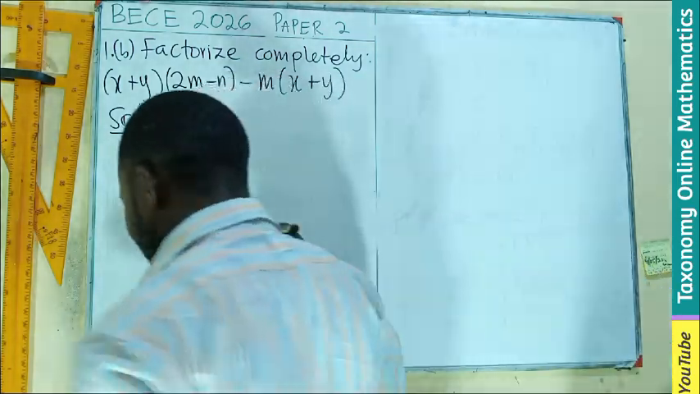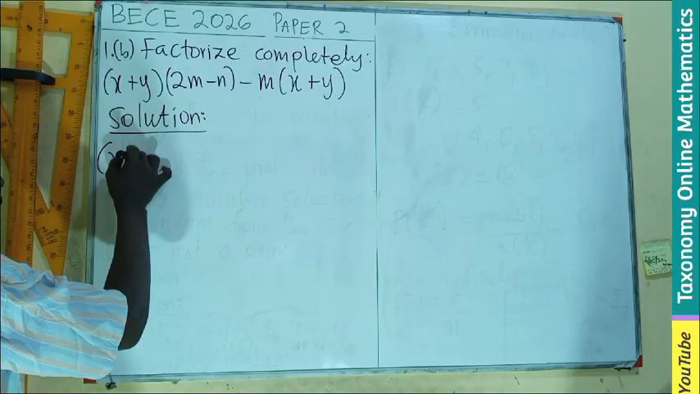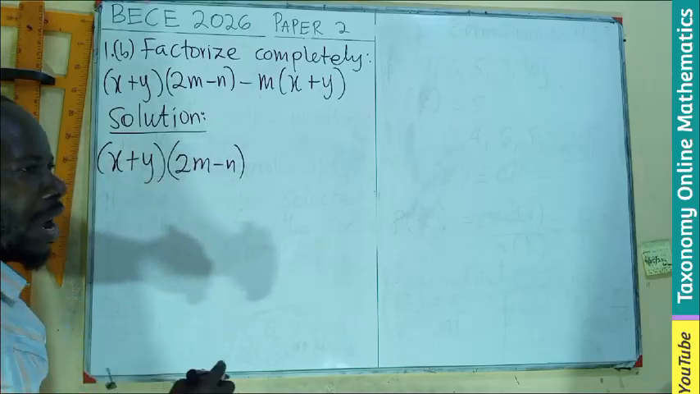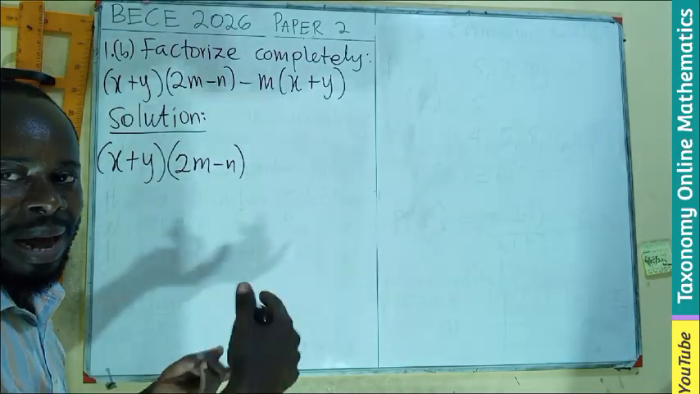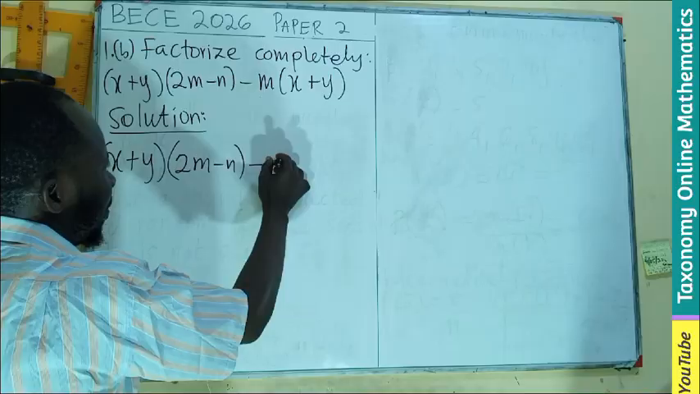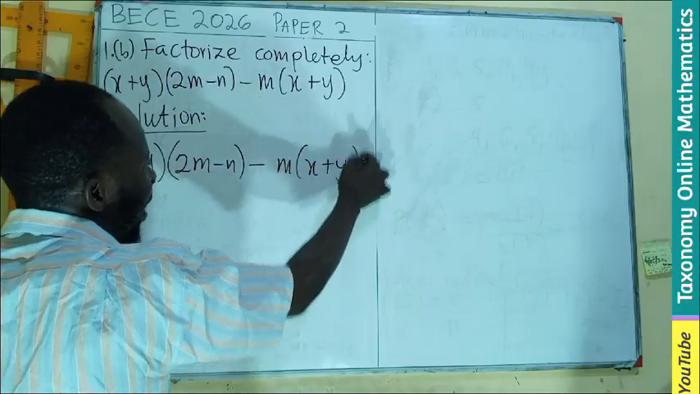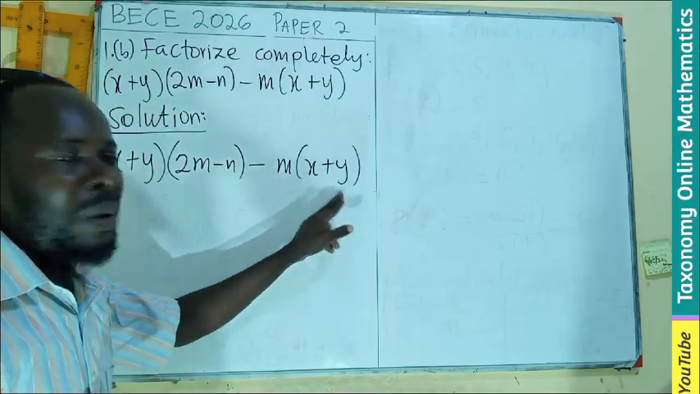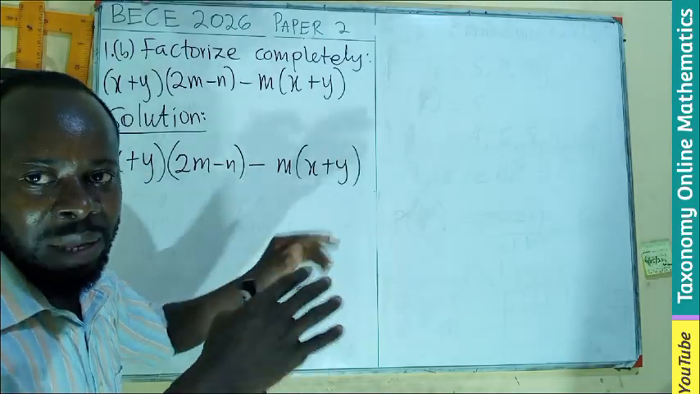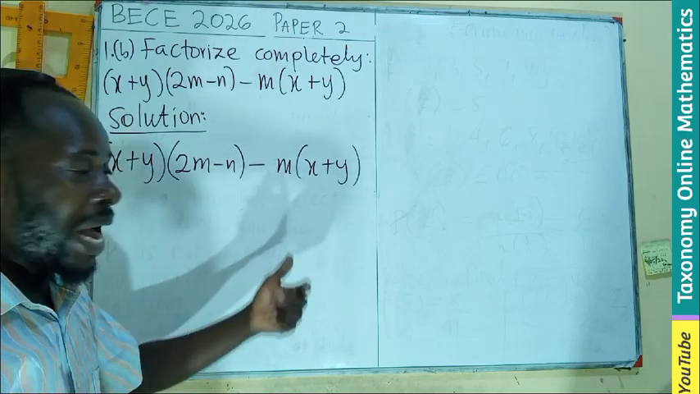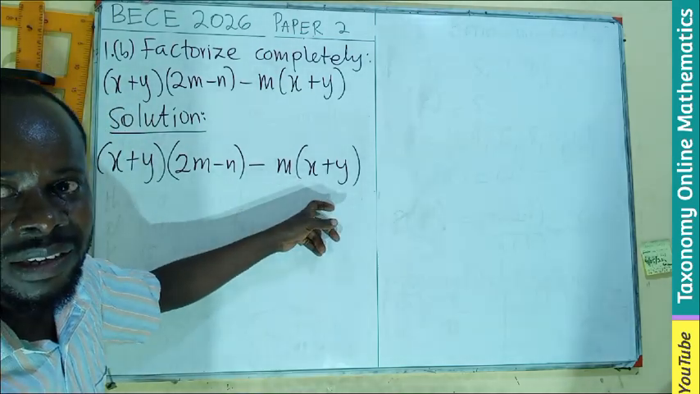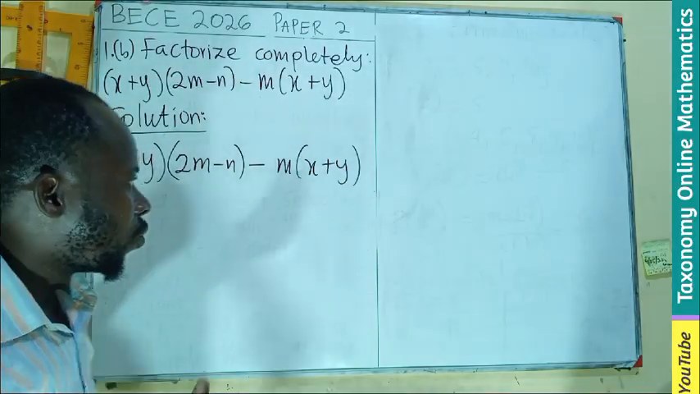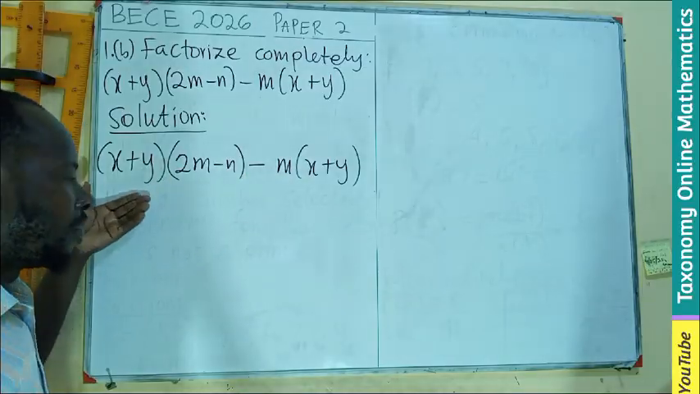What are the terms? The first one is x plus y multiplied by 2m minus n. This gives you one term. It means that it can be simplified by expanding. Then minus m times x plus y, held together. There is no way I can write the m independent of the x plus y, because if I write it that way, it becomes different altogether. The only way I can write it differently is to expand the bracket. That makes it a single term after it is expanded. So I'm holding this as one term, and all of this as one term.